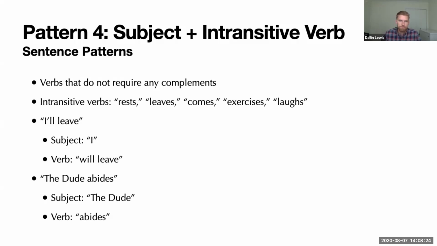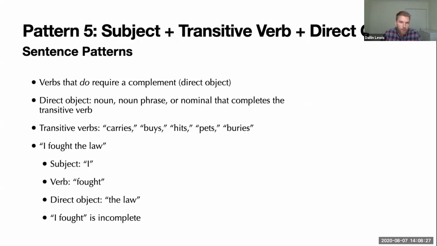Pattern number 5, these are sentences that have verbs that do require complements. So these are what we call transitive verbs. And the complements that they require are called direct objects. Now, direct objects are always a noun or a noun phrase or some type of nominal that completes the transitive verb, okay? My sense is that most sentences out there are pattern 5 sentences. And you can tell me if I'm wrong, but I think between pattern 5 and pattern 2, you have most of the sentences in English.